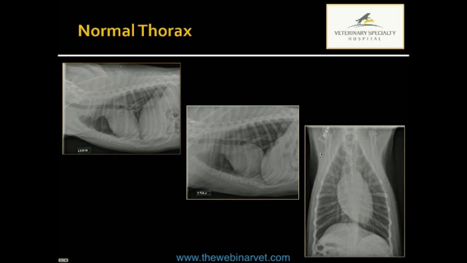Certainly each view may highlight something different that the other one doesn't, so redundancy is extremely important, I think, with abdominal and thoracic radiographs. So once we've covered musculoskeletal structures, I go ahead and do a thorough evaluation of the cranial abdomen.